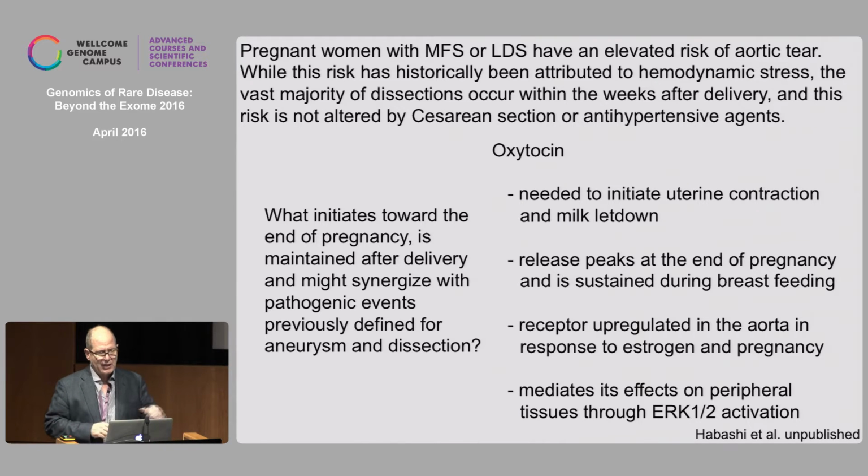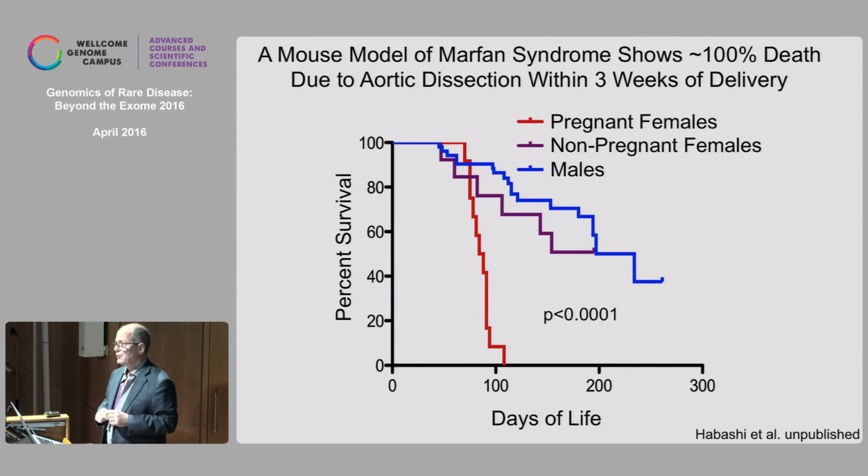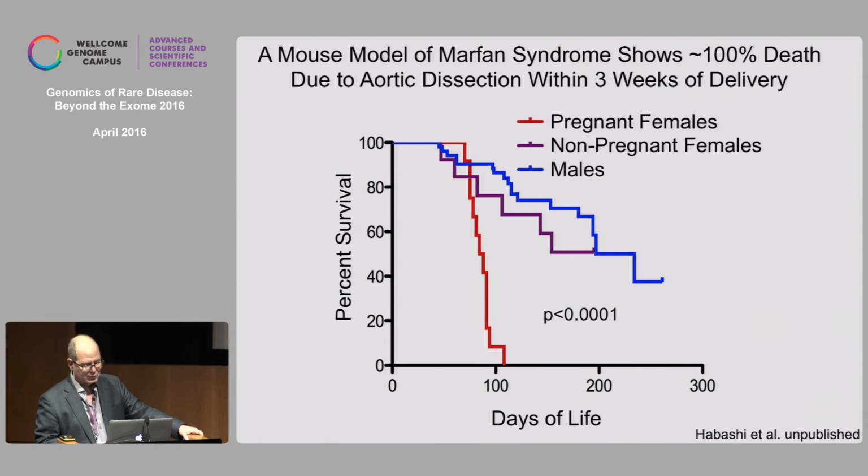So to test this hypothesis, we needed a good model of pregnancy-induced vascular disease. Unfortunately, a very severe recessive mouse model of Marfan syndrome established by our colleague Keiko Ramirez shows essentially 100% death due to aortic dissection within the first 3 weeks after delivery. This is strikingly different from non-pregnant females shown in purple or male Marfan mice shown in blue.